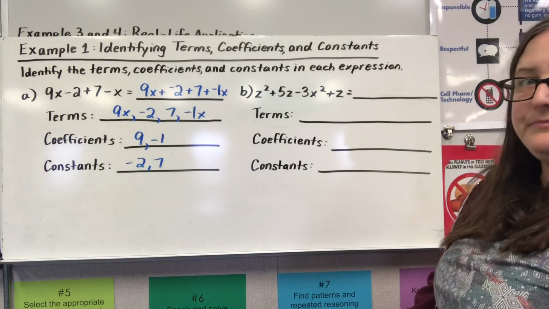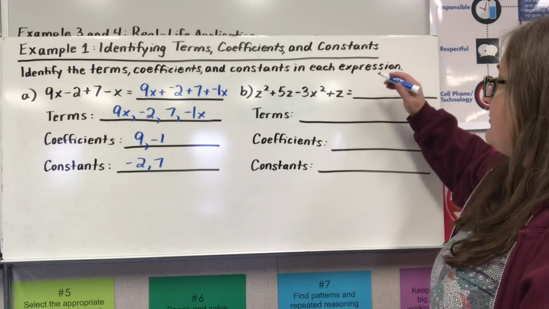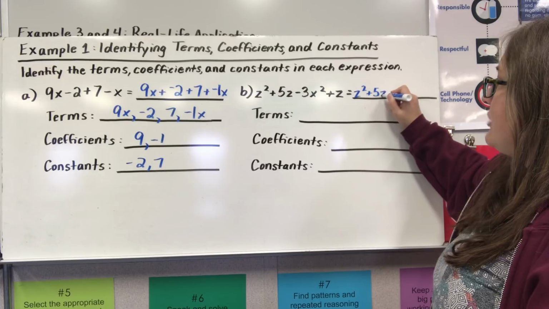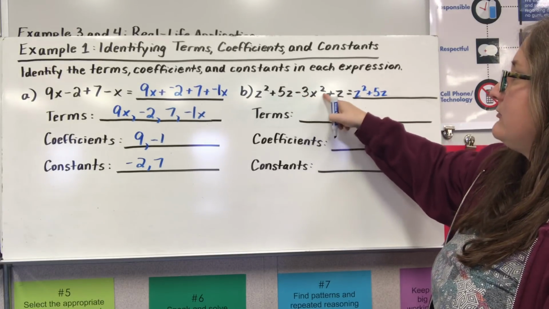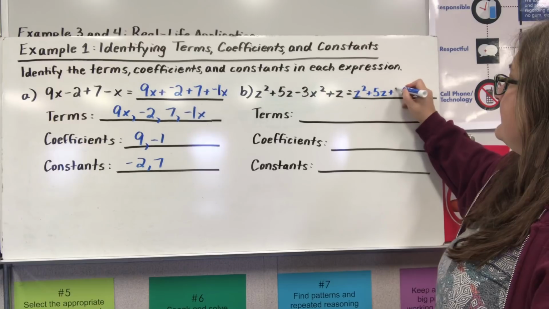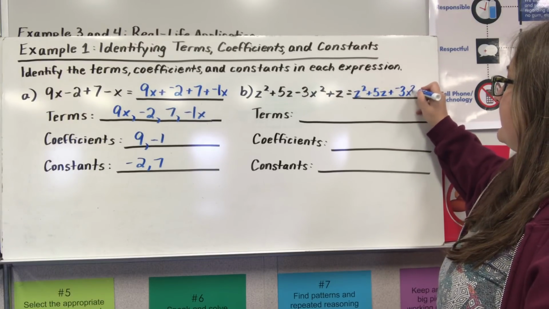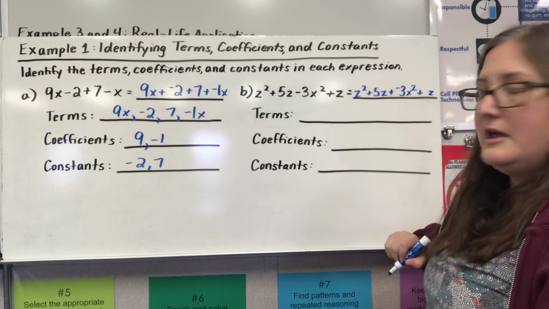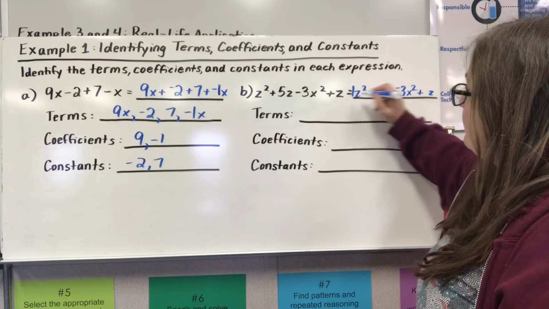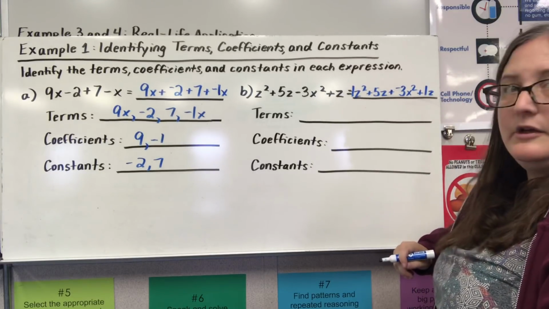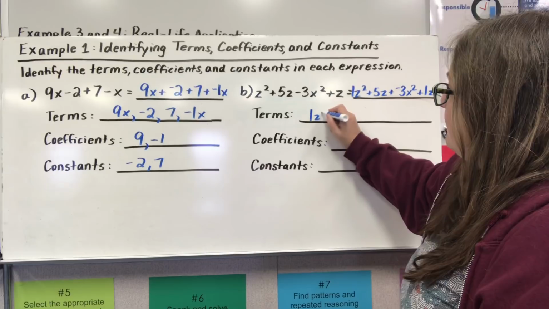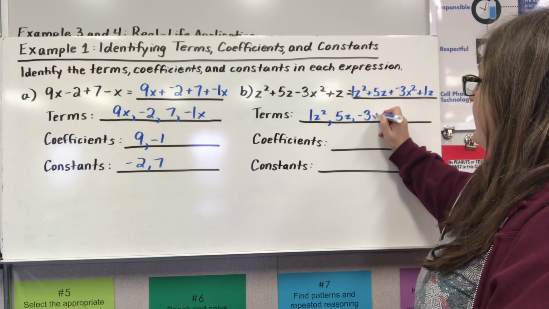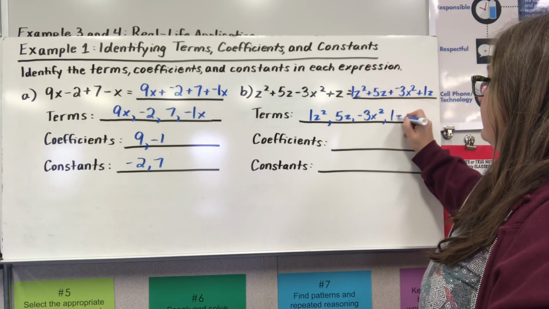Let's try one more. As long as it's addition, I'm good, but if I run into any subtraction, I'm going to have to change it to add the opposite. So my first subtraction here, I have minus 3x squared. So I'm going to make this plus negative 3x squared. And then I have a z by itself and a z squared by itself. Since they're just singles, I can just add a 1 in front. There's just one of them. So my terms are 1z squared, which is being added to 5z, which is being added to negative 3x squared, which is being added to 1z.